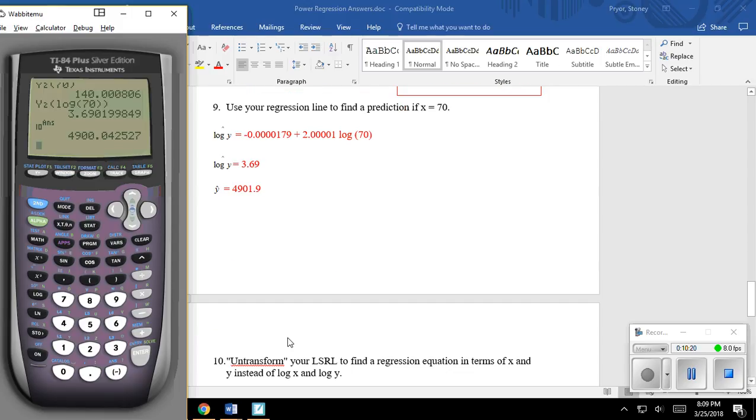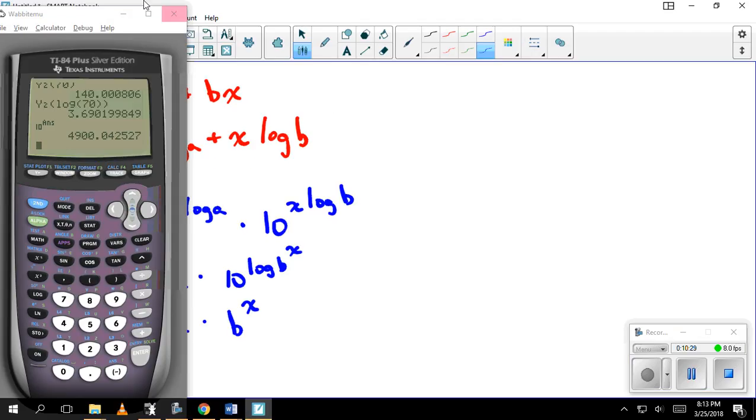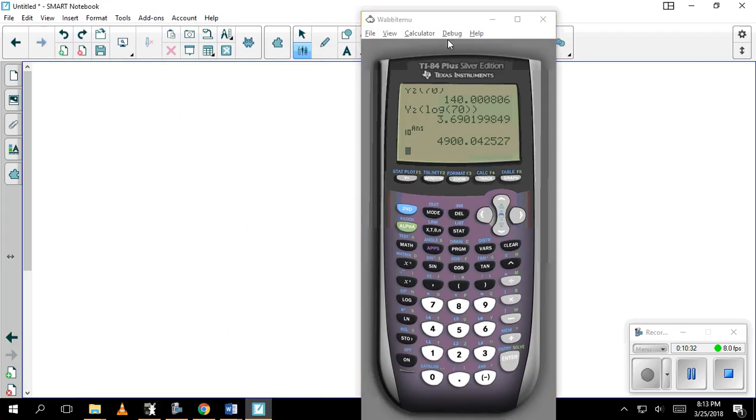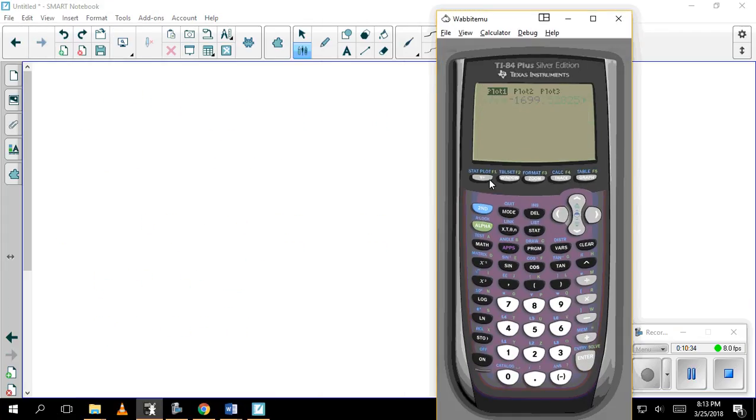Finally, it says untransform your data to find a regression equation in terms of x and y instead of log of x and log of y. So I'd like to look at this on a notebook. I'll work it through with you. So if I look at my equation, it was negative 1.7949 times 10 to the negative fifth. Oh my. Okay, so let me do it this way so I can have it on my screen better. Stat calc 8.